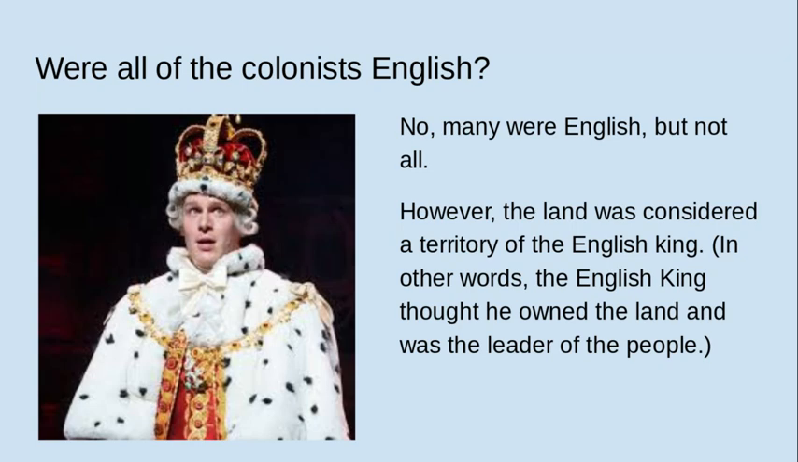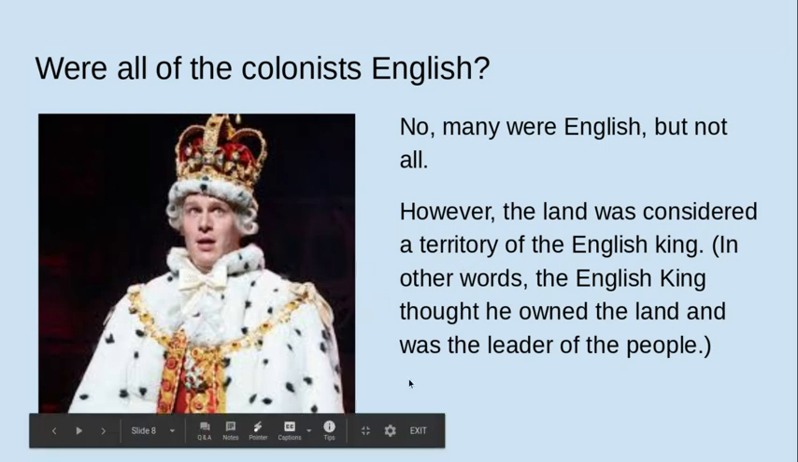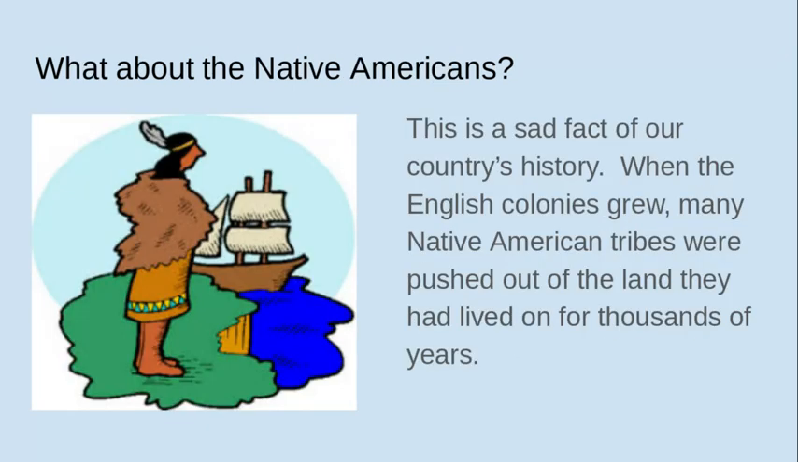And I mentioned this already, but not all of the colonies were English. There were some that were established by the Dutch and some by people from Germany, but most of the land was considered owned by the English king. So the king of England considered himself the owner of the land, and he allowed people to live there. So this is actually King George the Third, and that's from the musical Hamilton.